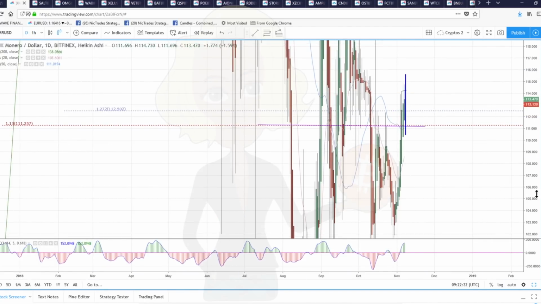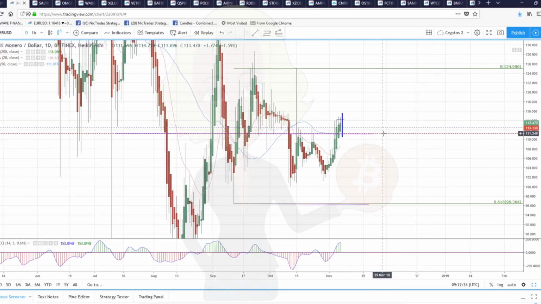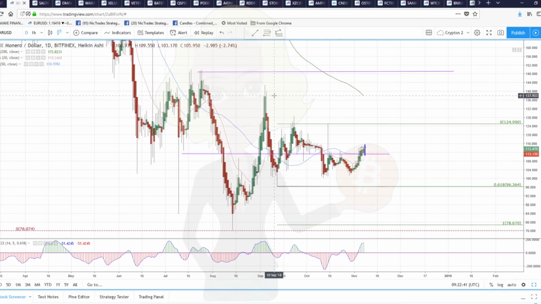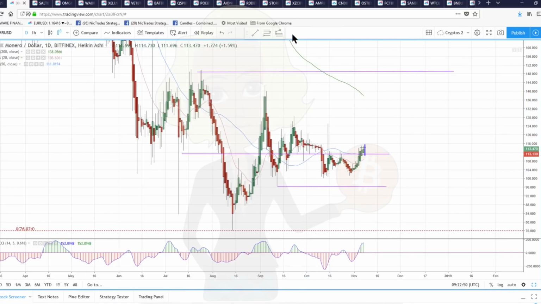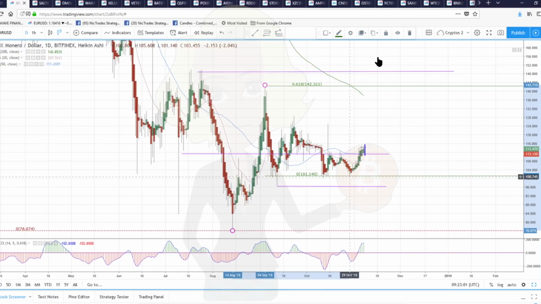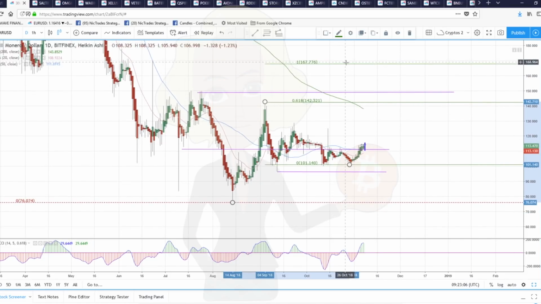If we go back to the daily, remember this is us above our daily 50 moving average. Let's take all these fibs away. And so this was our first rally in Monero, A, B, C correction. We're looking for another leg higher for a minimum back to this 200 moving average. But let's take this away and do it this way. Low, high, low from here, 142.32, and then another leg higher takes us to 167 in Monero dollar.